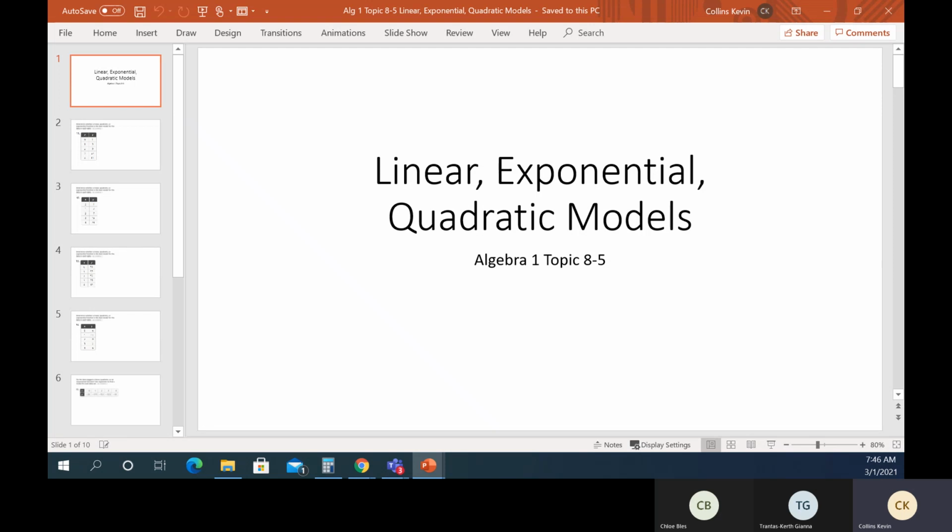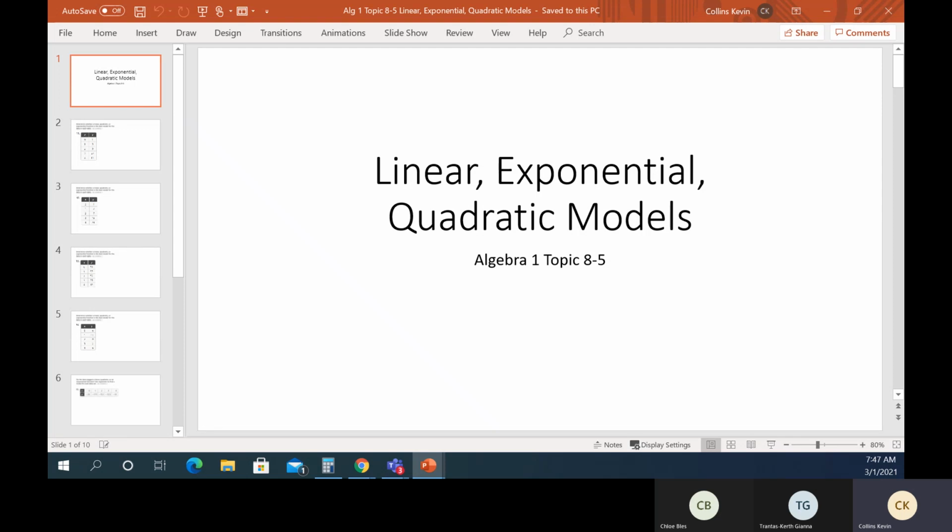Okay. So section 8.5, it says linear, exponential, and quadratic models. This is where we kind of put it all together. They give us some data points, and we say, all right, could I best represent these data points with a straight line? Could I represent them best with an exponential function or a quadratic function? And there are ways for us to tell this.